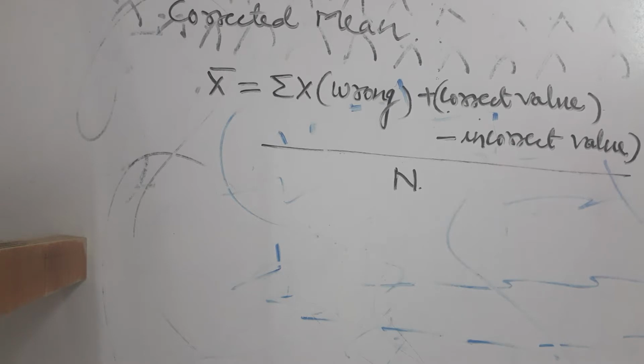Or for example, your percentages are taken, that is also an average. And later on, we come to know that 2 marks have been increased. So in that case, it is known as the questions of corrected mean.